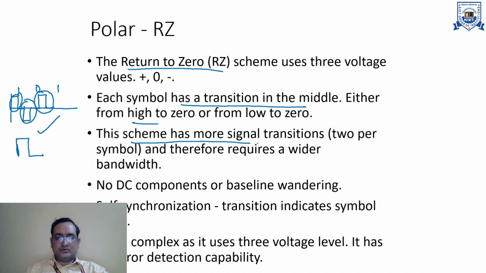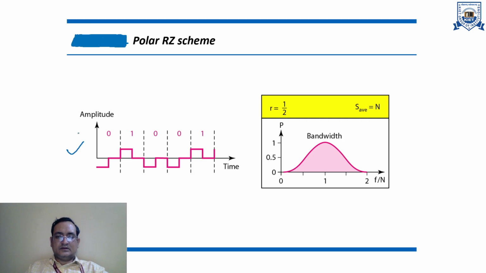The scheme has more signal transitions and therefore requires a wider bandwidth, but no DC component or baseline wandering. For synchronization, the transition indicates the symbol level. This is a simple scheme representing polar RZ. This is the bandwidth for this RZ pulse.